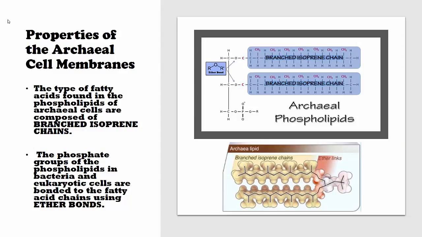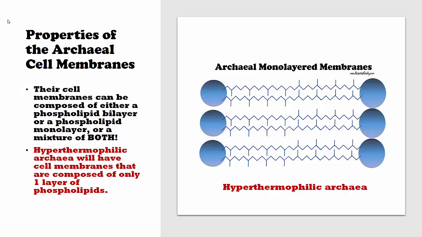However, the structure of archaeal membranes is different. The type of fatty acids found in the phospholipids of archaeal cells are composed of branched isoprene chains. The phosphate groups of phospholipids in archaeal cells are bonded to the fatty acid chains using ether bonds instead of ester bonds. Archaeal membranes can be composed of either a phospholipid bilayer or a monolayer, or even a mixture of both.